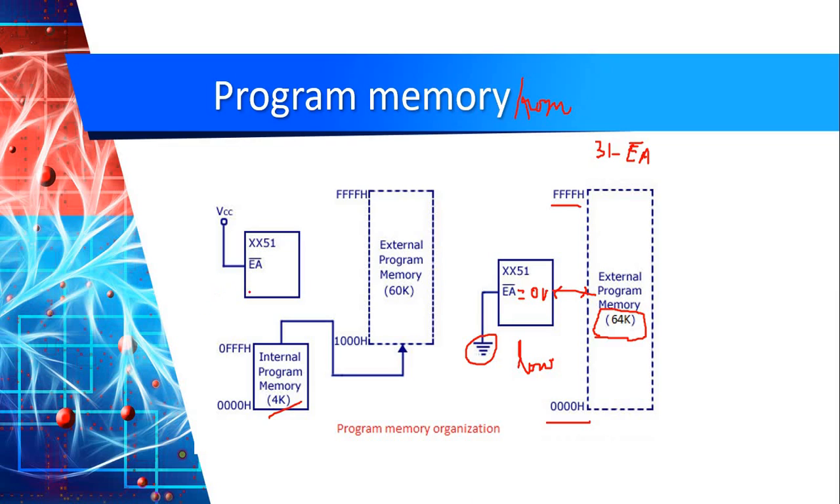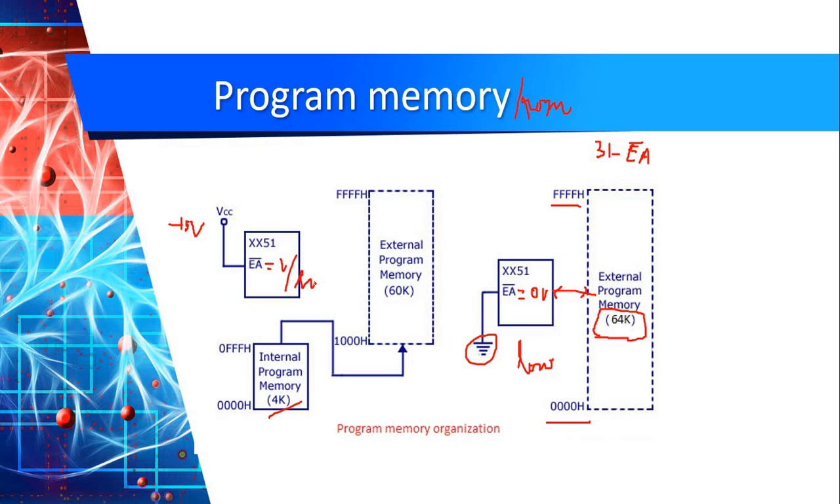Okay, when this external access pin is connected to the supply voltage, we all know what the supply voltage is in the 8051 microcontroller. It is a plus 5 volt supply. When we give plus 5 volts, this external access will be in the active high state, that is 1. Okay, 1 is an active high state.